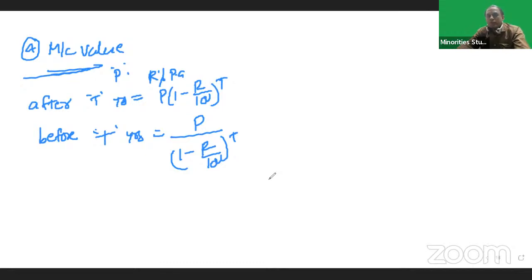Next line, the machine value before T years is equal to P by (1 minus R by 100) whole power T.